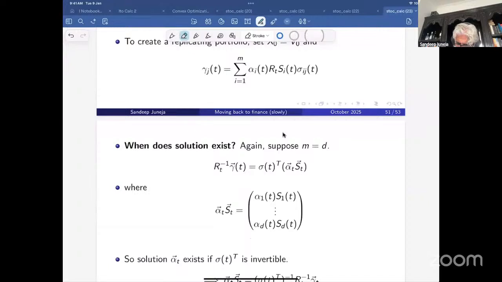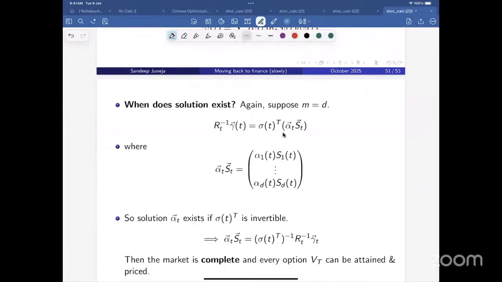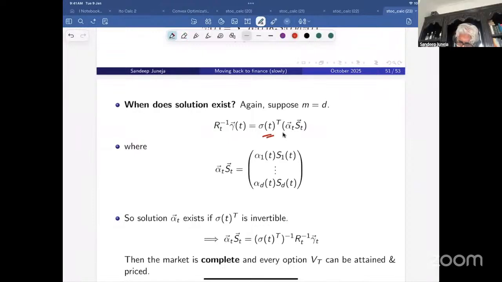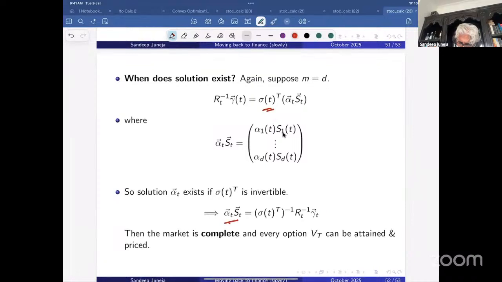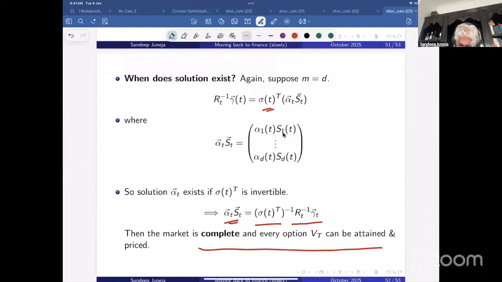And again, you can see that I'll be able to do this if sigma t transpose is an invertible matrix. In that case, alpha bar t S bar t is given by sigma t transpose inverse into R_t inverse gamma bar t. So indeed, if my sigma t transpose inverse exists, then every option I can price. I can replicate every option. So my market is complete and every option V_T can be attained.